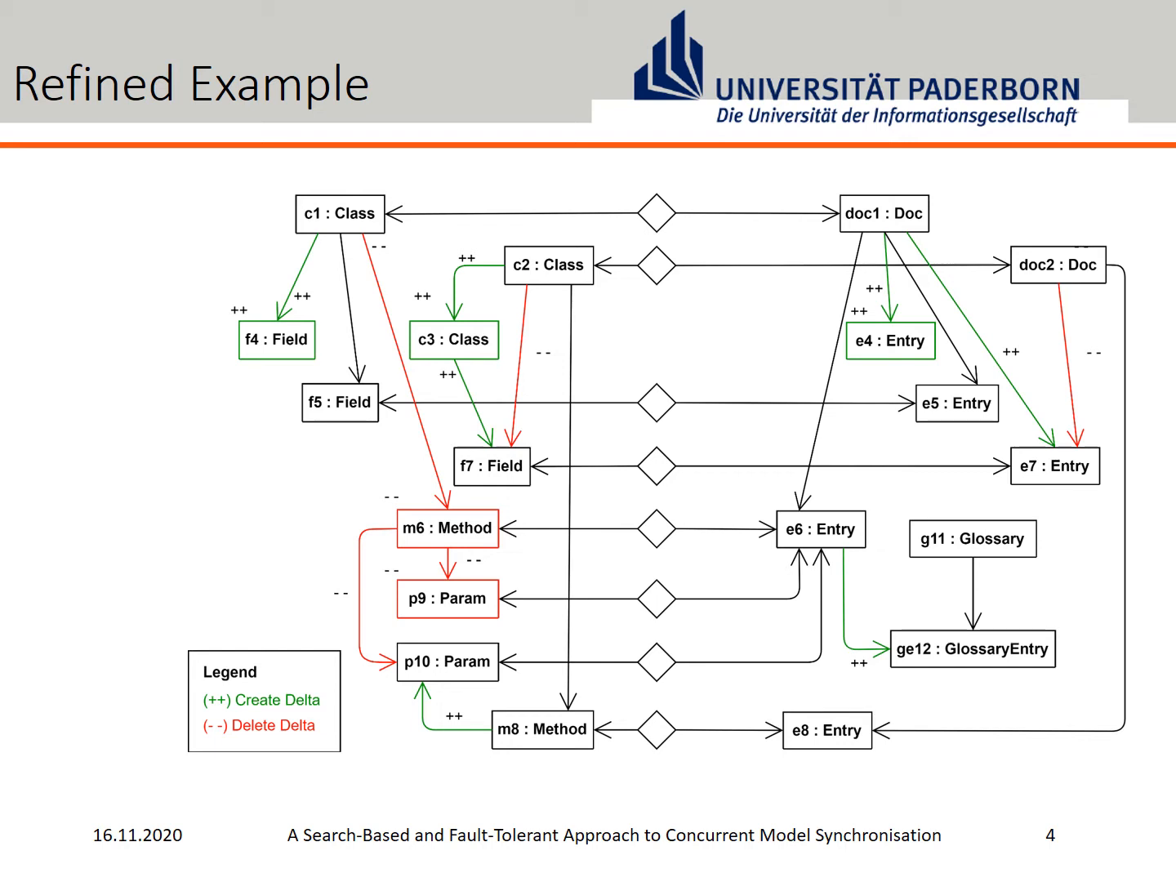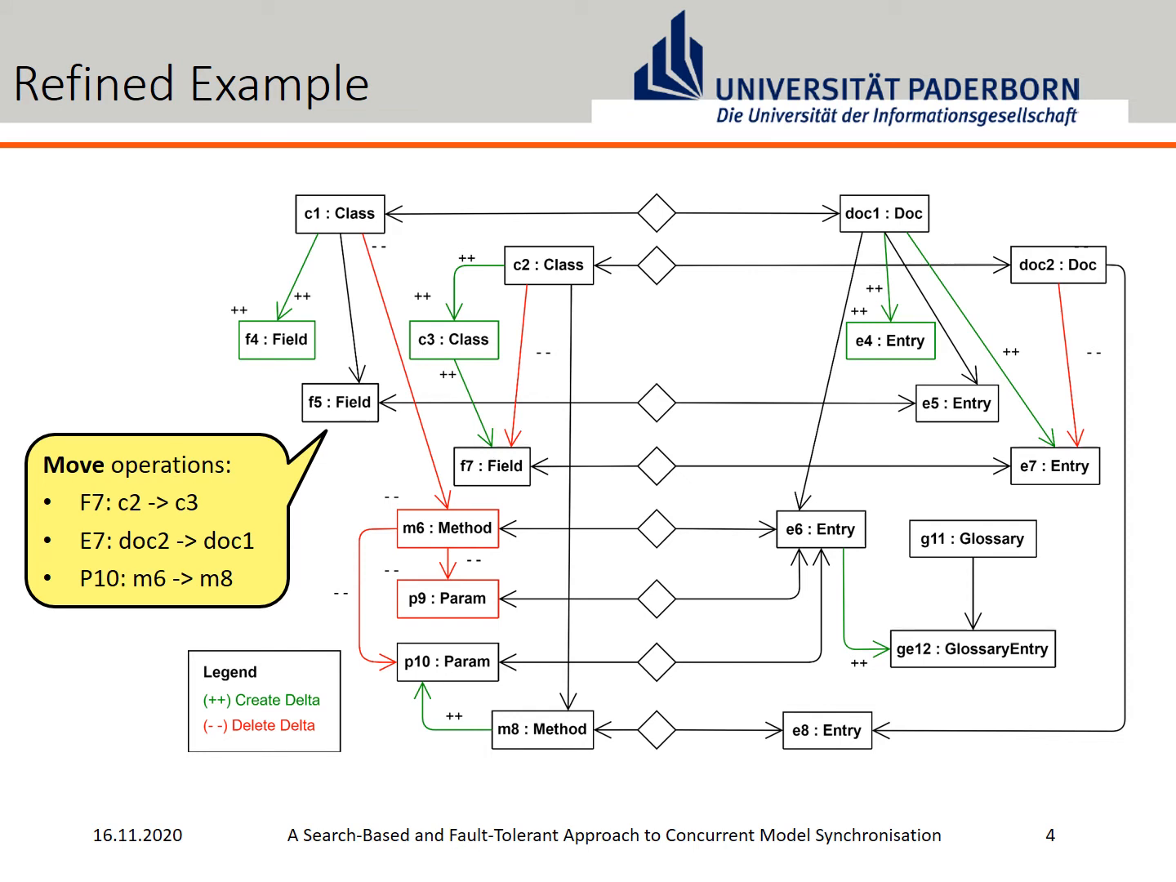Also, there were deletions in the source model. You can see that the method M6 and the parameter P9 are deleted, which would also affect the entry E6 in the target model. On top of that, there were some move operations that are expressed by creations and deletions. The field F7 was moved from class C2 to C3, whereas the entry E7 was moved from doc2 to doc1. Also, the parameter P10 is moved from method M6 to M8.